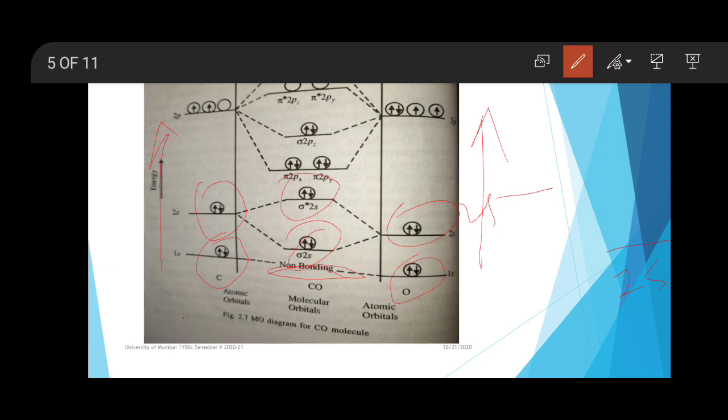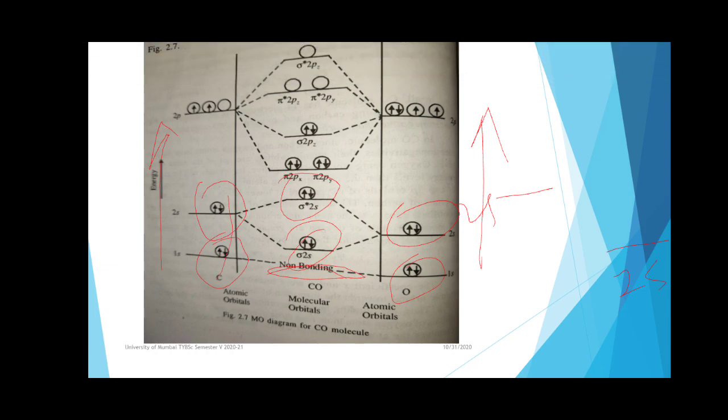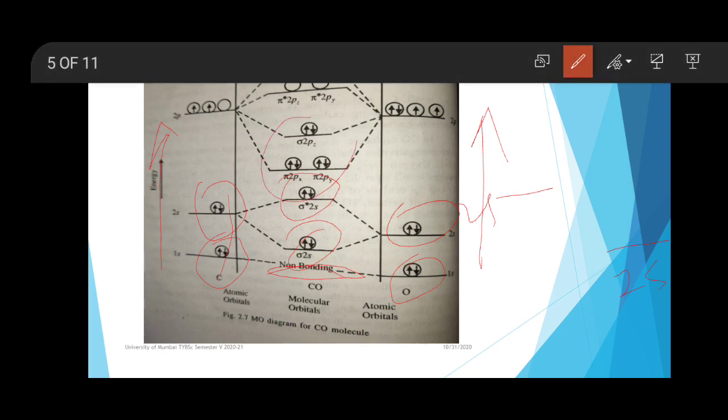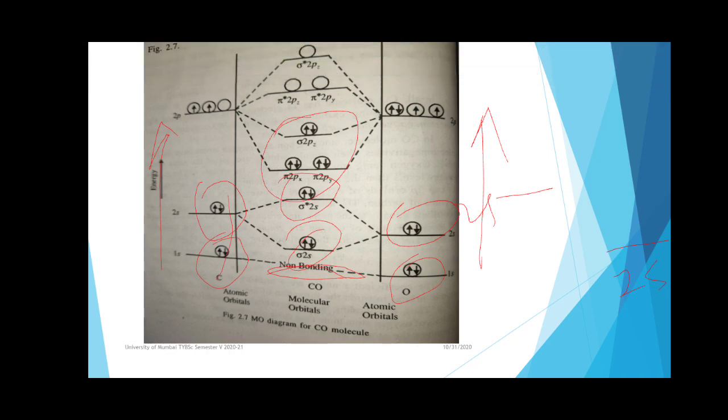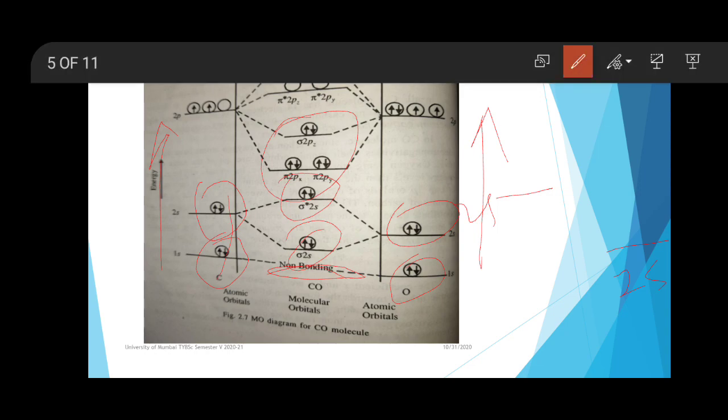At the same time, for 2p, again the 2p orbital of carbon has higher energy as compared to the 2p orbital of oxygen, and therefore a total of 6 orbitals will combine. Those 6 orbitals can be mentioned here: pi 2px and pi 2py will be of lower energy, and sigma 2pz which is of higher energy. These are bonding molecular orbitals, and pi star 2px, pi star 2py as well as sigma star 2pz are called anti-bonding molecular orbitals.